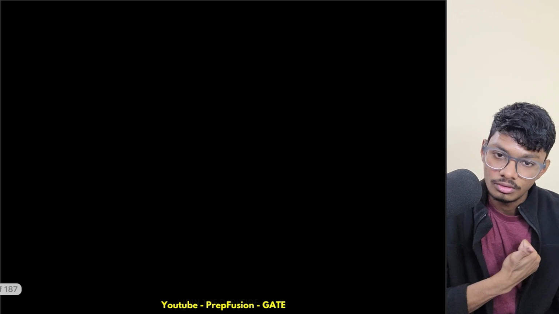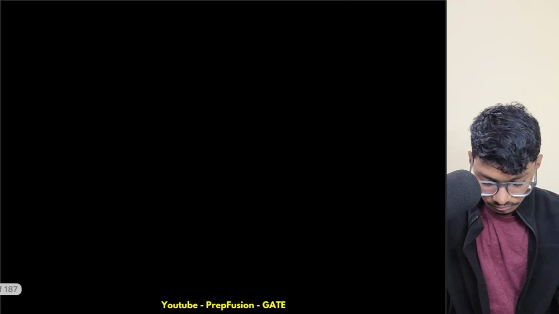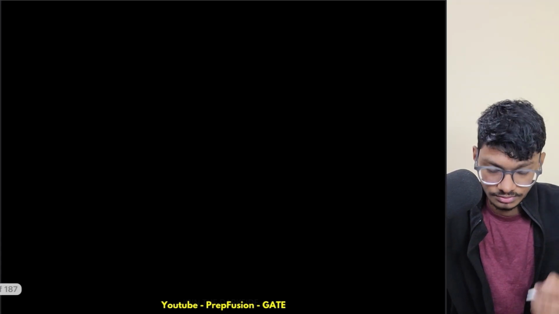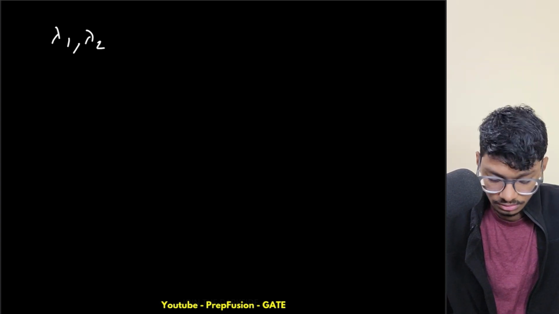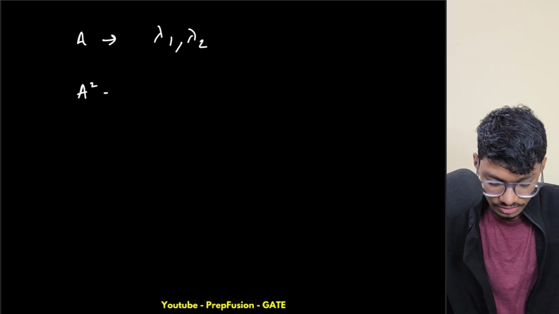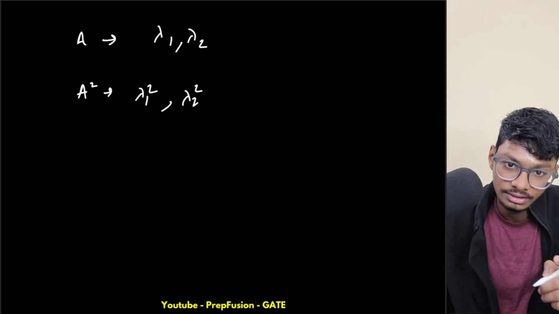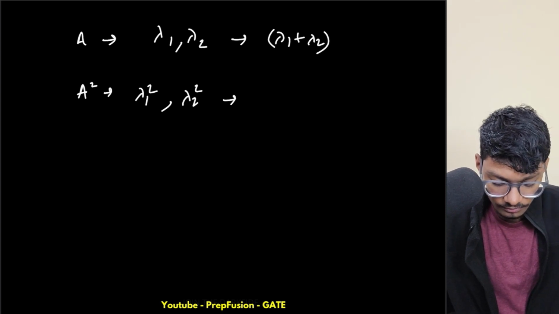So how else could you have done it? You have to find the sum of the eigenvalues. So what are my new eigenvalues basically? If my previous eigenvalues of A were lambda 1 and lambda 2, then the eigenvalues of A square would be simply lambda 1 square and lambda 2 square. So how do we find them? For A, the sum will be lambda 1 plus lambda 2. For A square, the sum will be lambda 1 square plus lambda 2 square.